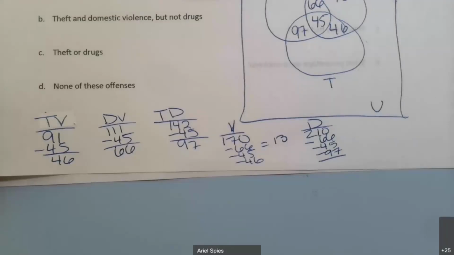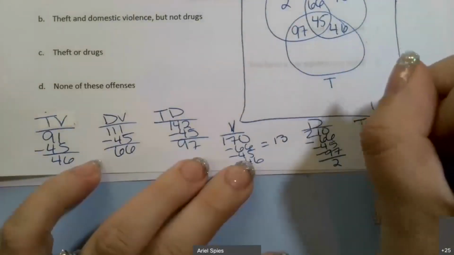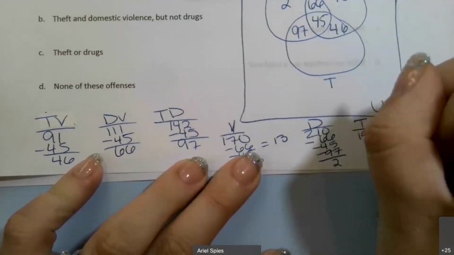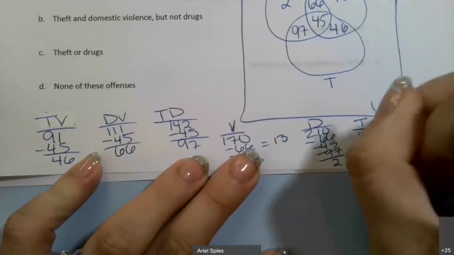So 2. 2. And then same thing for theft. Total theft was 194. So I'm going to subtract 97, 45, 46.